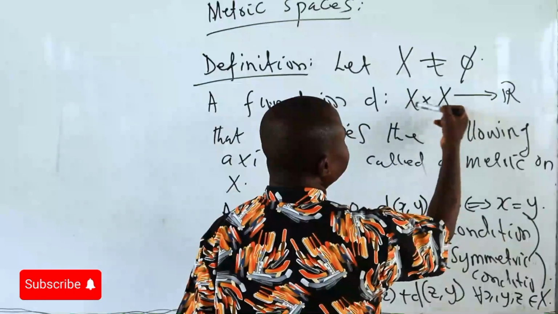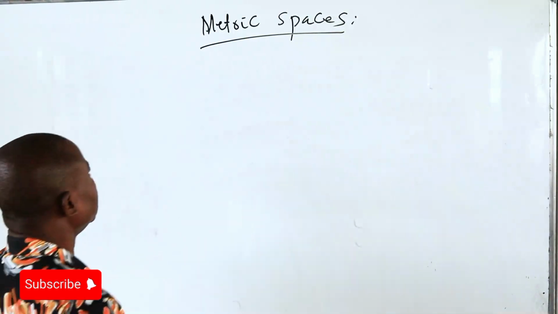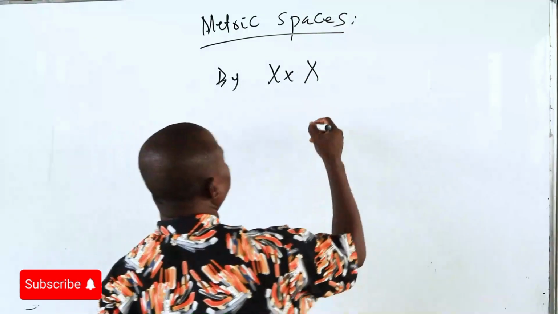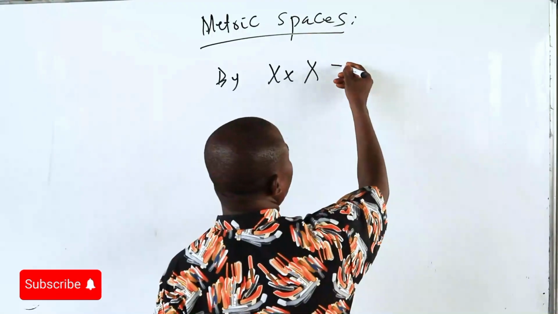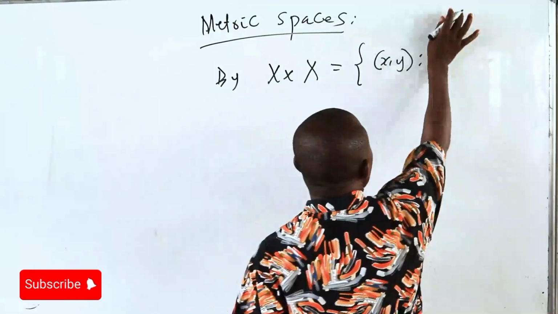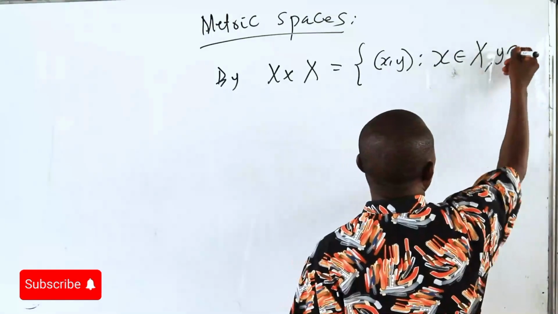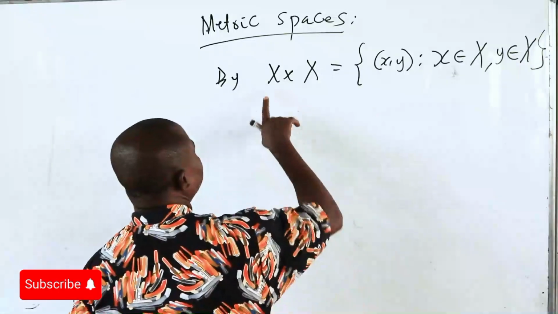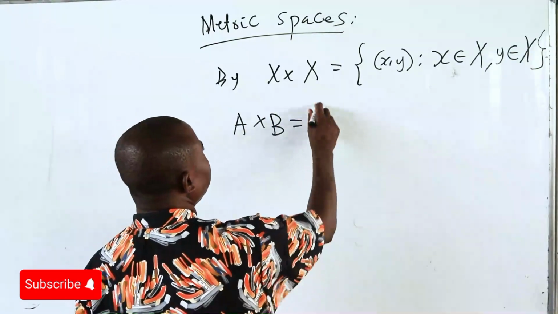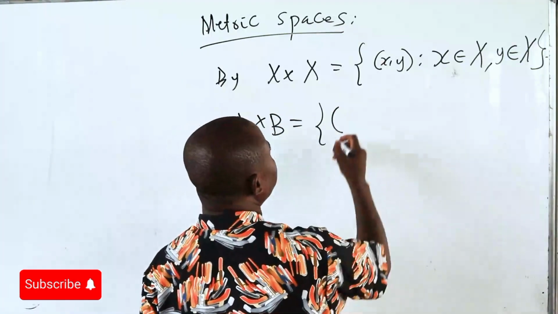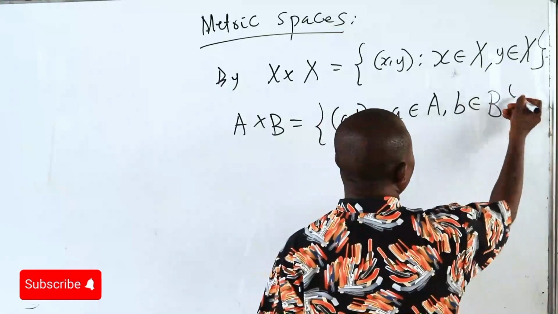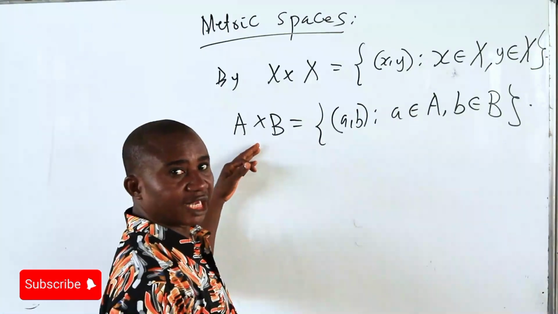Here we need the Cartesian product of two sets. So, by X cross X, we mean the Cartesian product of the set X with itself, which we define as the collection of elements of the form (x, y), such that x is a member of capital X and y is also a member of capital X. If X and Y are different, for instance, if I have A cross B, we mean the collection of elements of the form (a, b), such that a belongs to A and b belongs to B. This is what we mean by the Cartesian product of two sets.